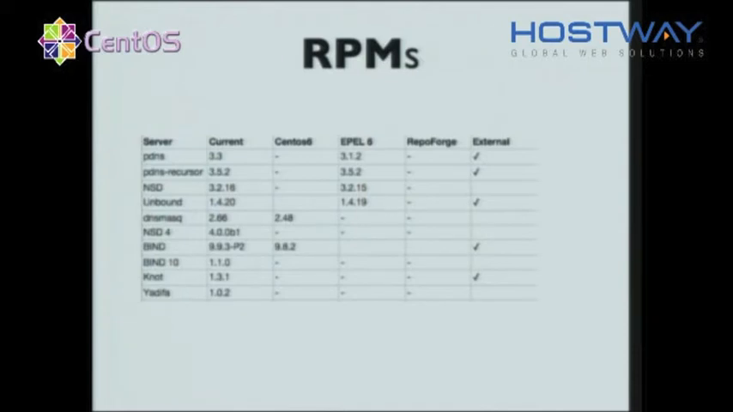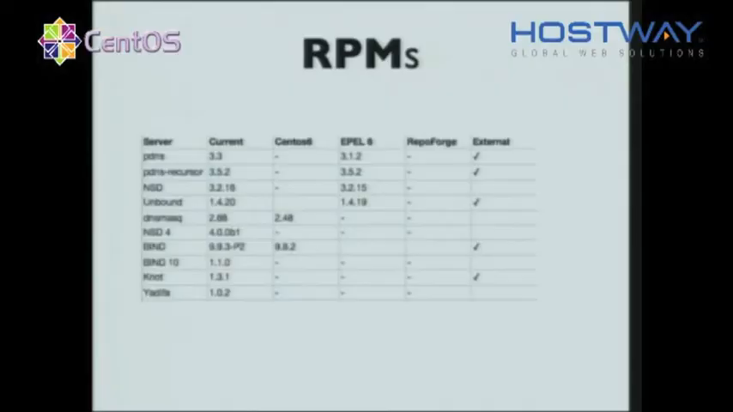And then I've shown you what actually exists in CentOS 6, the versions that exist in EPEL, and in RepoForge. It's a little bit difficult. There are so many different products that it seems to be very difficult to keep a central repository up to date. The column I've specified as external, by that I mean there are external repositories, so not CentOS 6, not EPEL, not RepoForge, that actually contain installable RPMs for current CentOS 6 versions and for the current DNS server flavor.